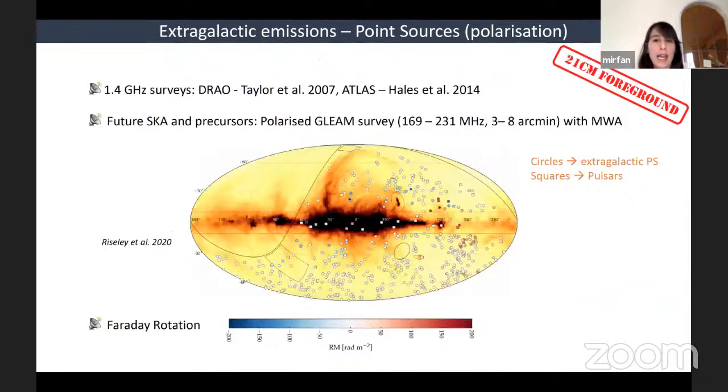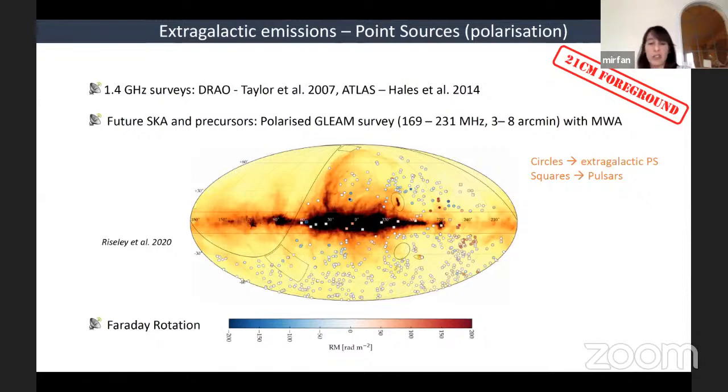If you're doing an intensity mapping experiment, as I said, anything that happens in polarization tends to leak through. There are 1.4 gigahertz polarization surveys available for polarized point source catalogs. There didn't used to be a lot at megahertz frequencies, but ever since the SKA and its precursors started turning on, a quite exciting new batch of observations is coming out.